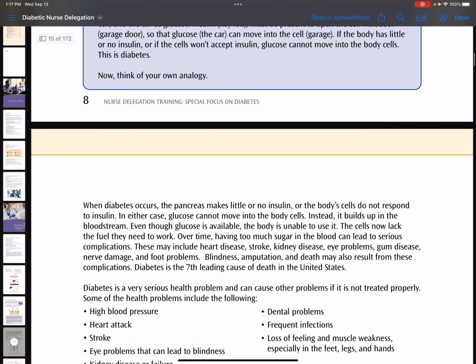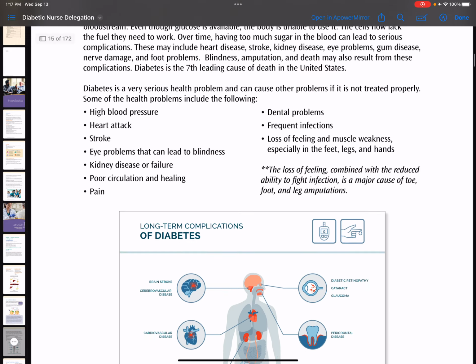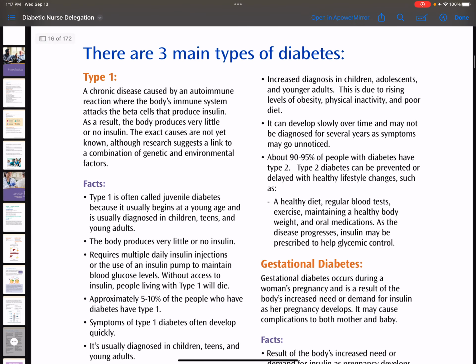There are 3 types of diabetics, so we're gonna see how each looks. 3 main types of diabetic. Diabetic 1. Diabetic 1 is a chronic disease caused by an immune reaction where the body's immune system attacks the beta cells that produce insulin. As a result, the body produces very little or no insulin. The exact causes are not yet known, although research suggests a link to a combination of genetic and environmental factors.